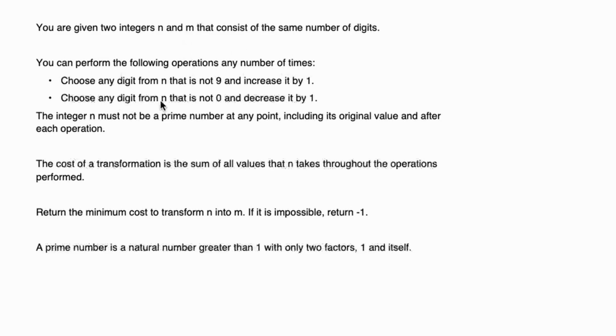So we could choose any digit from n that's not 9 and increase it by 1, or we could choose any digit from n that is not 0 and decrease it by 1. We also have to make sure that any new number that we create during this process cannot be a prime number. The cost of a transformation is the sum of all the values that n takes throughout the operation. So we want to find the minimum cost it takes to transform n into m using these steps, and if it's not possible, we're going to return -1.